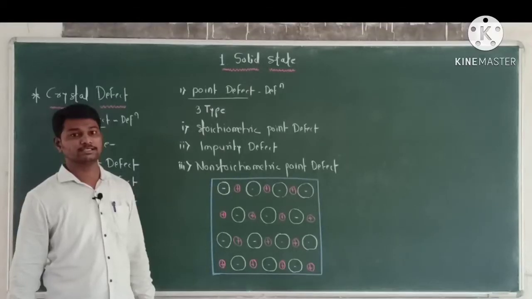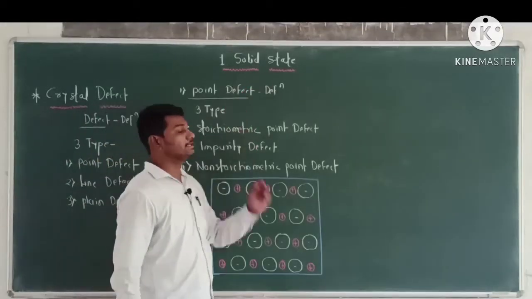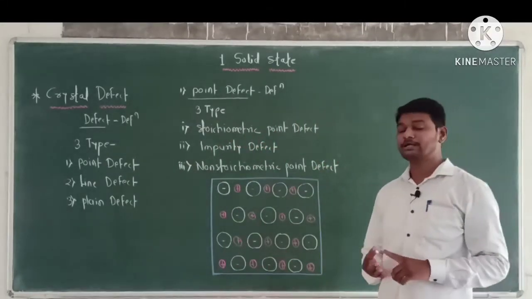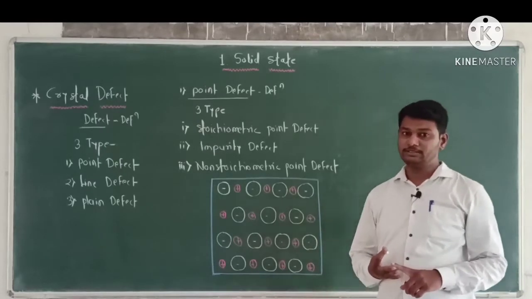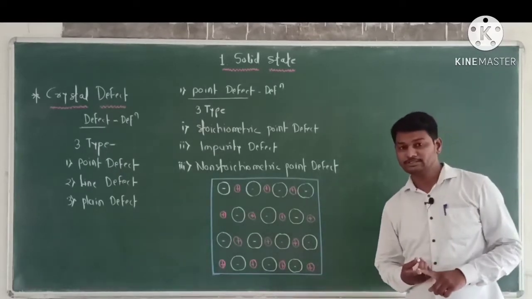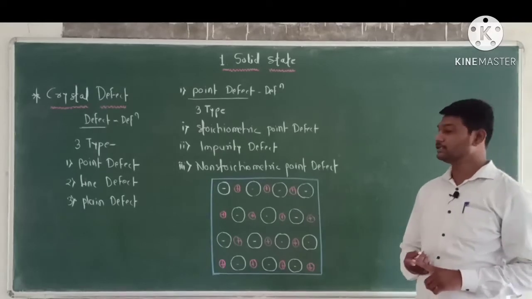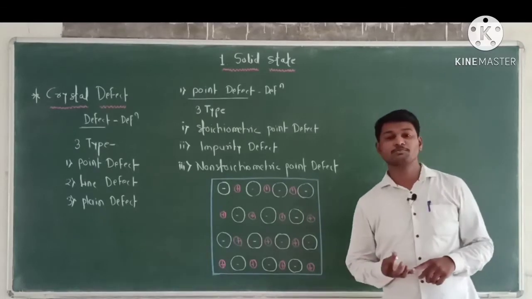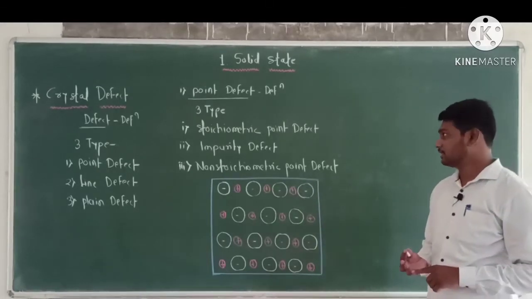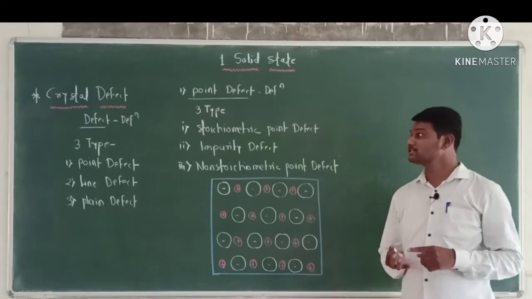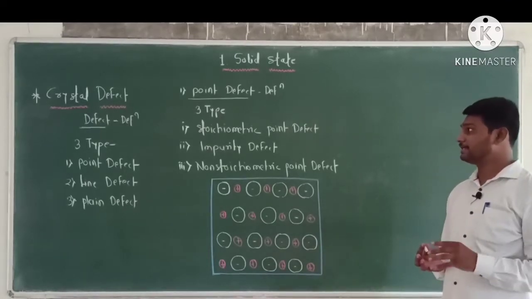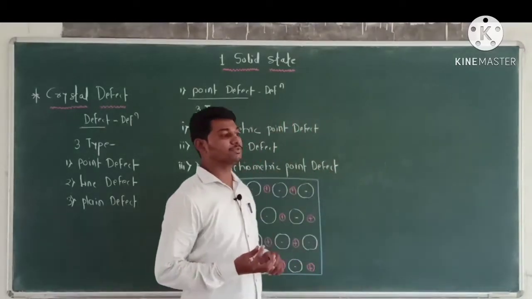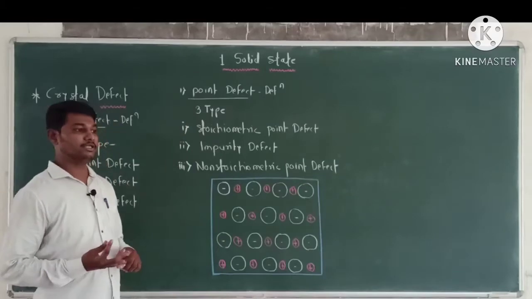Hello student, in the last lecture we started the solid state. In that we completed the introduction, types or classification of crystalline solids, unit cell, and types of unit cell. After that we completed the crystal system, the packing of constituent particles in a crystal lattice, packing efficiency, and some basic numericals based on the relationship between molar mass, density of a substance and edge length of the unit cell.